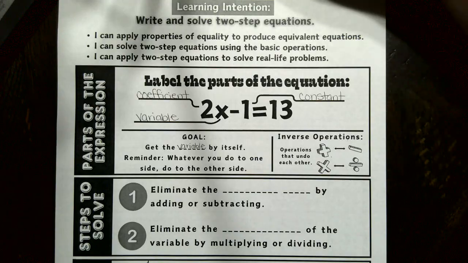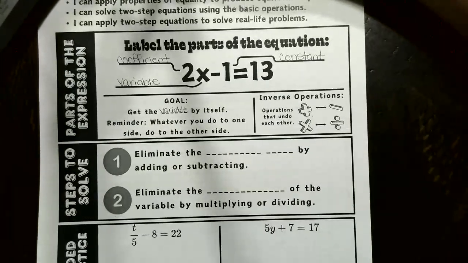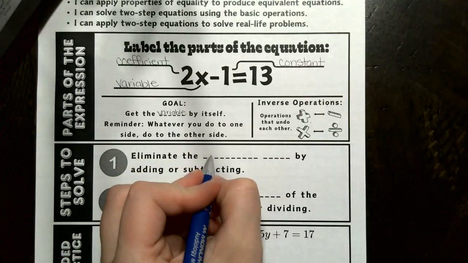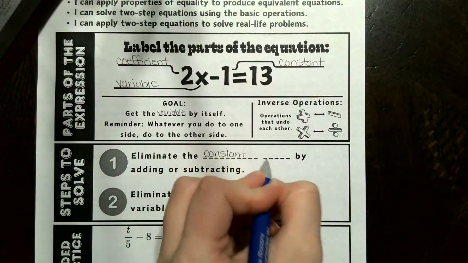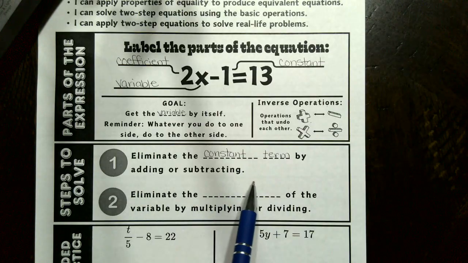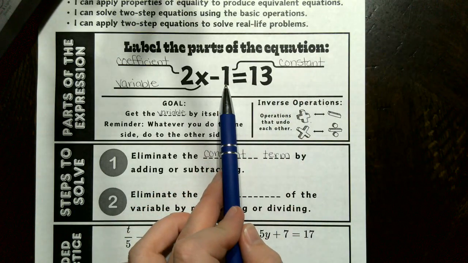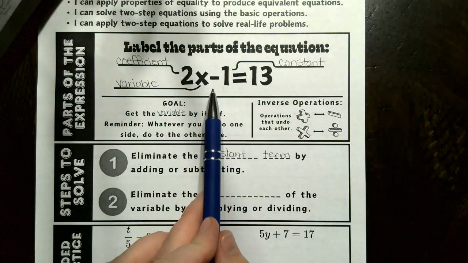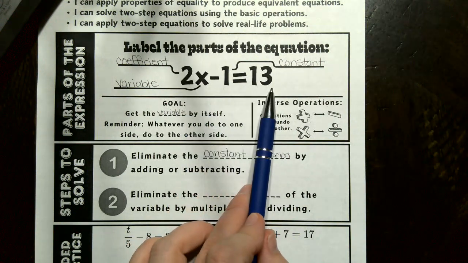Here is the next part, where it says steps to solve. This is going to explain what you need to do. Step 1, you're going to eliminate the constant term by adding or subtracting. If I was looking at this, my constant term is the 1. I need to do the inverse operation, so I would add 1 to both sides. Then I would get 2x equals 14.